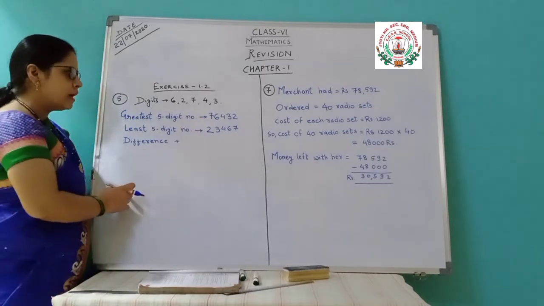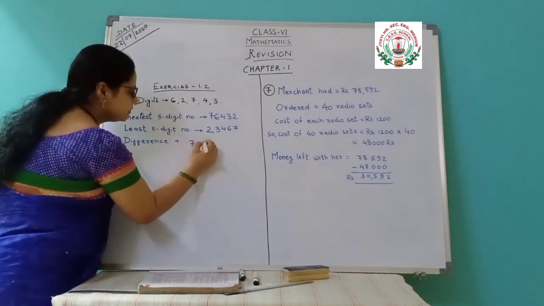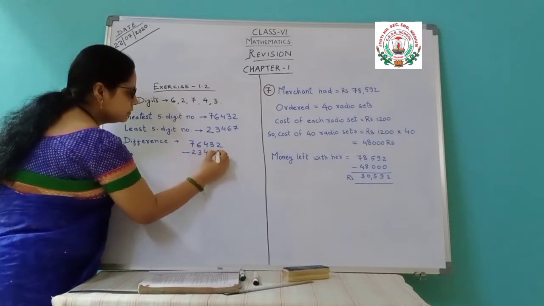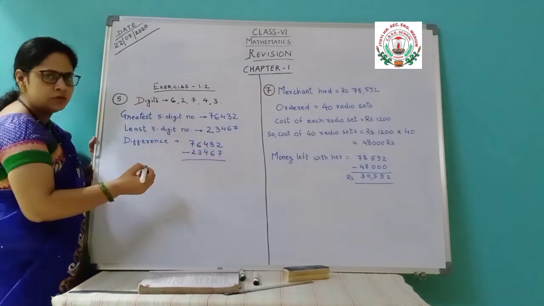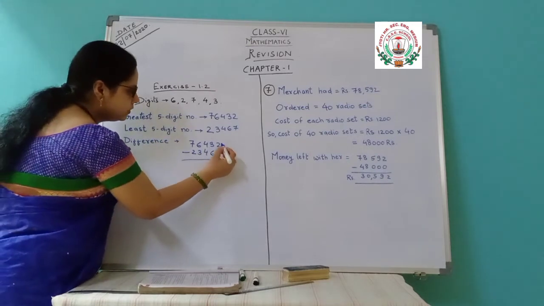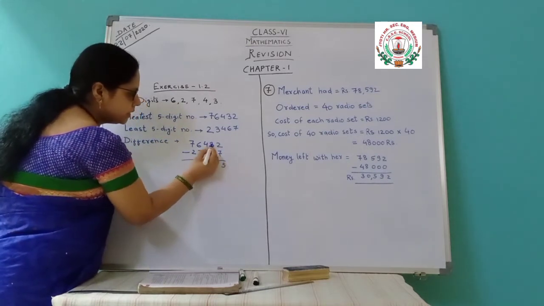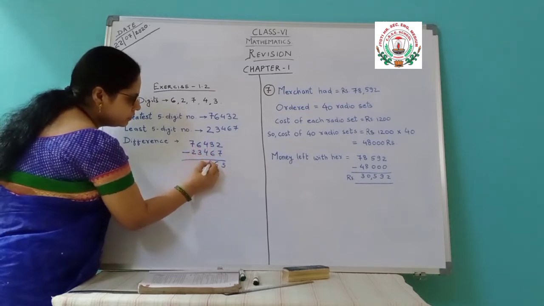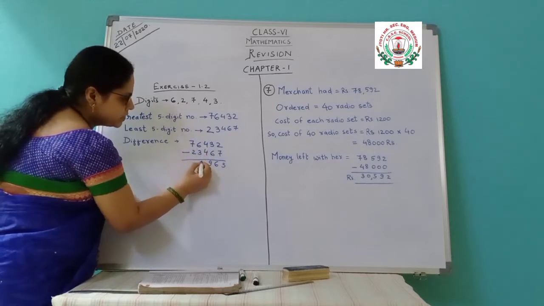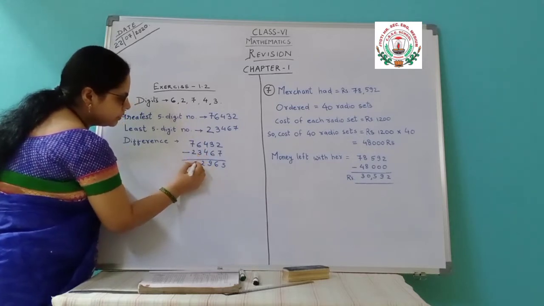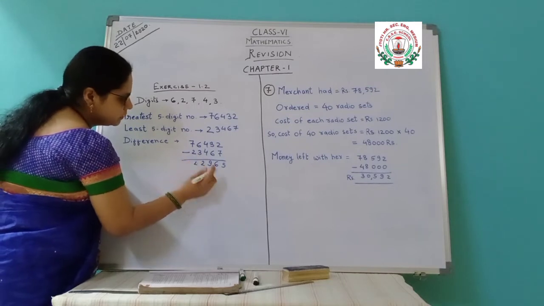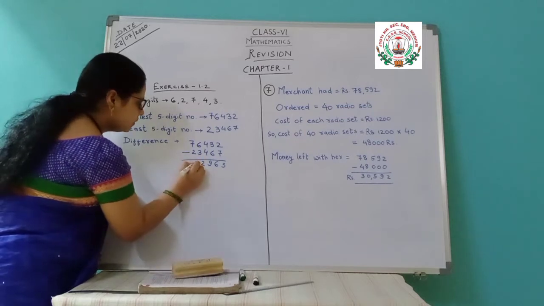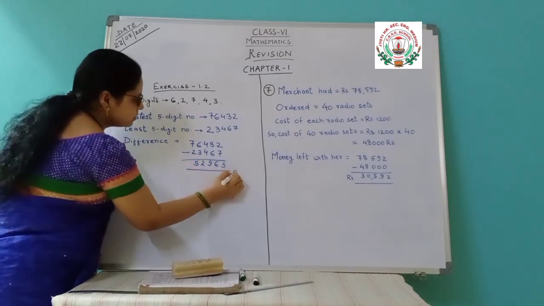Difference means doing minus. So the greater number minus the smaller number. Do the subtraction. Subtraction everyone is doing from class 2 onwards. You are doing all that. 12 minus 7, 5. Here remaining 2. Again 12 minus 6, 6. Here remaining 3. 13 minus 4, 9. And here remaining 5. 5 minus 3, 2. And here remaining 5. 7 minus 2, 5. So this is your answer.